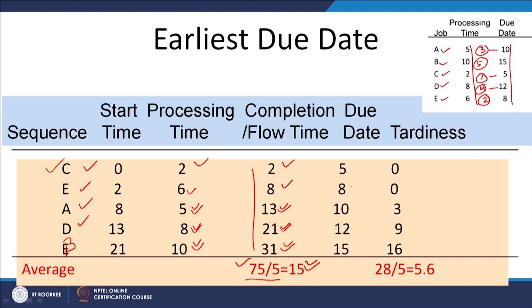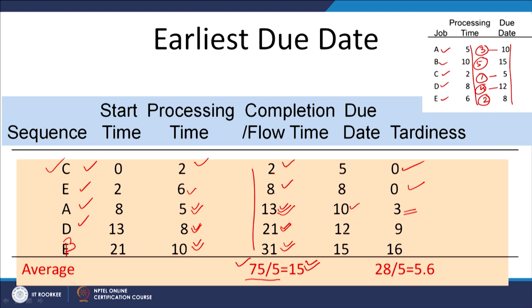And now with respect to the due date, when we consider the tardiness, job C is completed after just 2 days while the due date was 5. So, the difference of these two will be negative, 2 minus 5, so tardiness is 0. 8 days is the completion time for the job E, and the due date is also 8, so the difference will be 0. The job A is completed after 13 days and the due date is 10, so there will be a tardiness of 3.